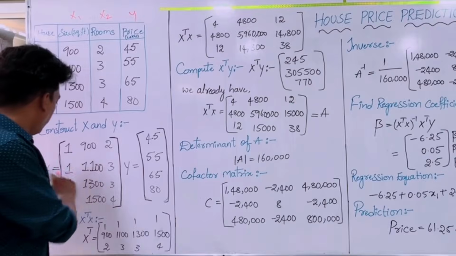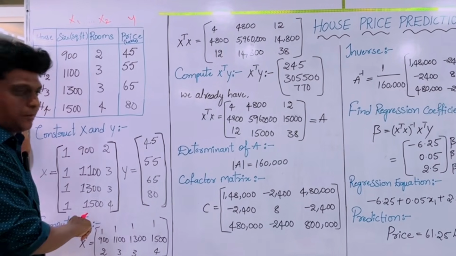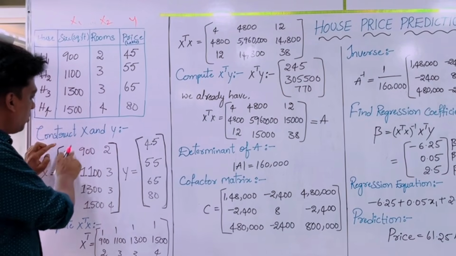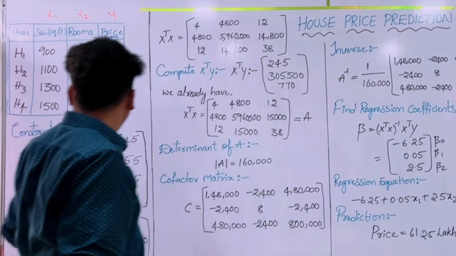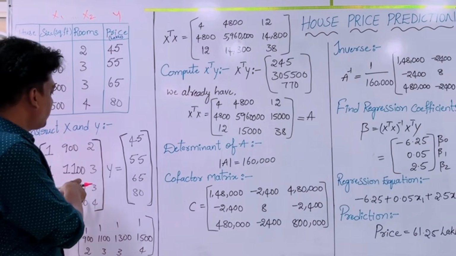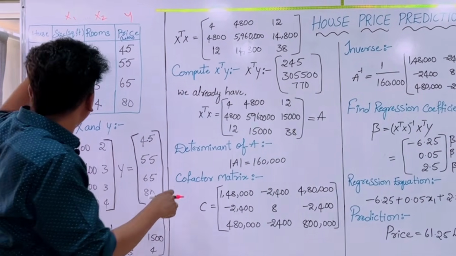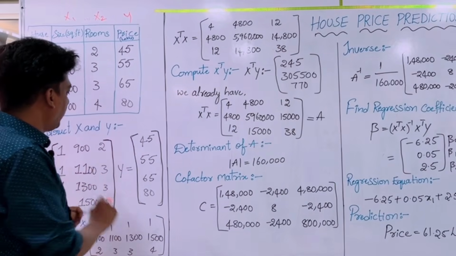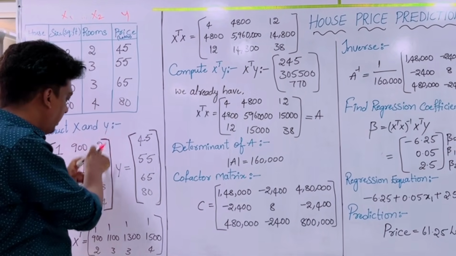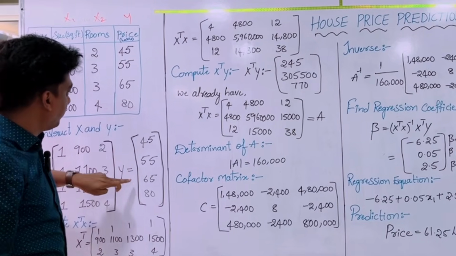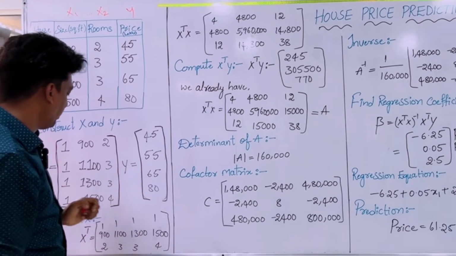So first we need to write the x value. The first column is always 1, because the coefficient for beta naught is 1. The next column is x1, since for beta 1 the coefficient is x1. Then the next one is x2, which is why we wrote x2 in this column. Then y, which is the price value: 45, 55, 65 and 80.